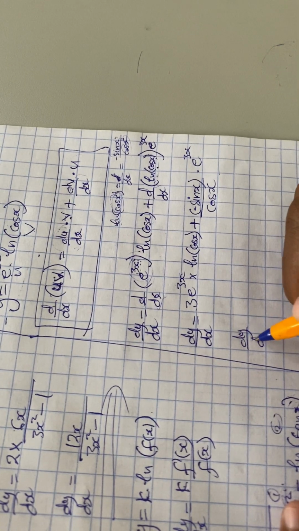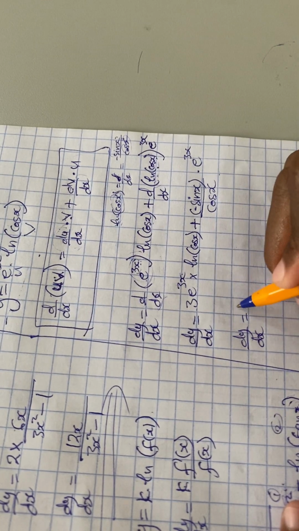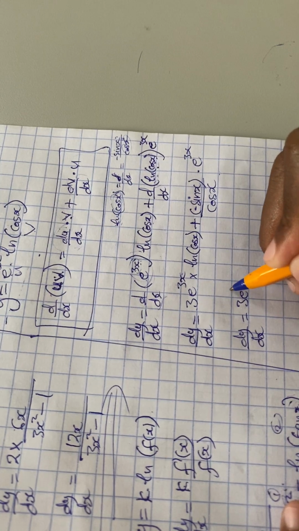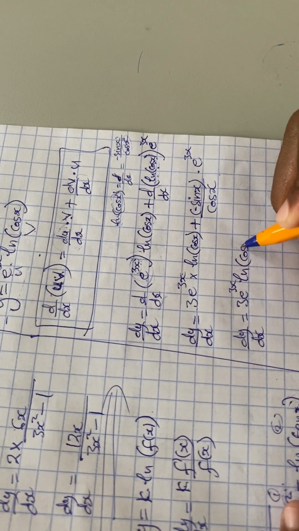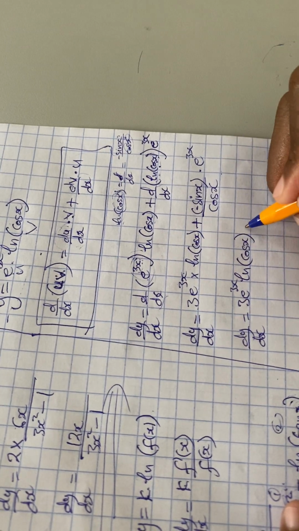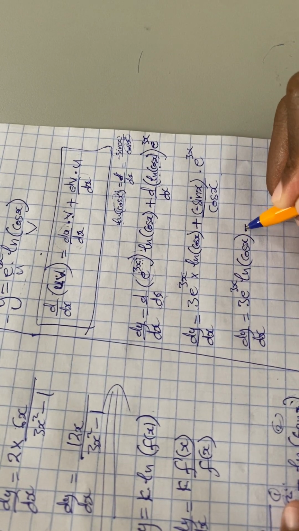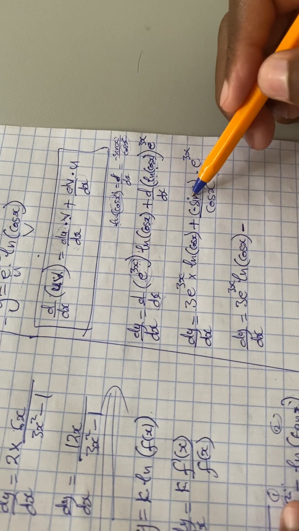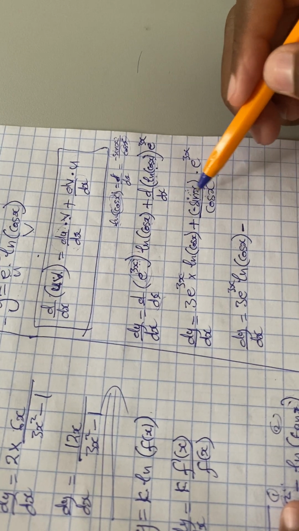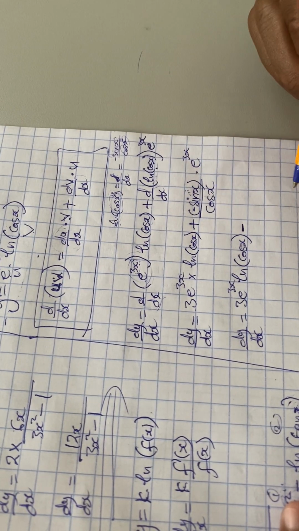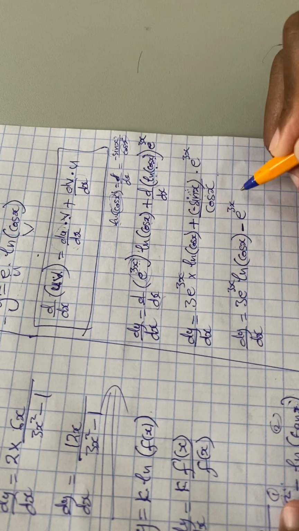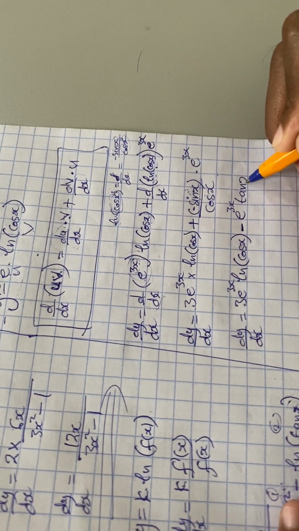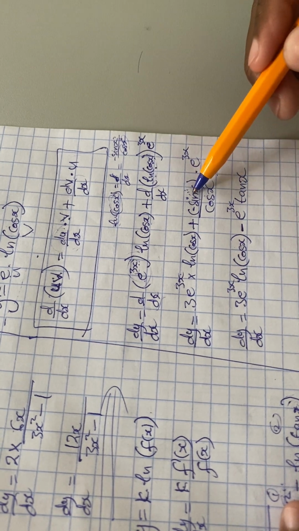dy/dx is equal to what? 3 e to the power 3x ln cos x minus, you can simplify this, of course. Sine over cos is tan, so minus e to the power 3x tan x. Because I just simplified this.